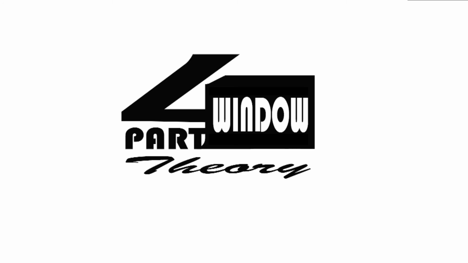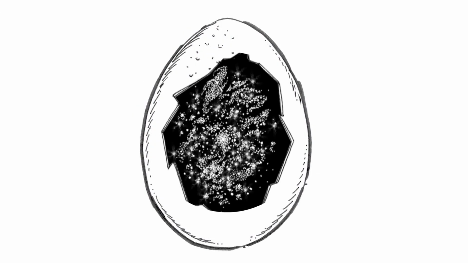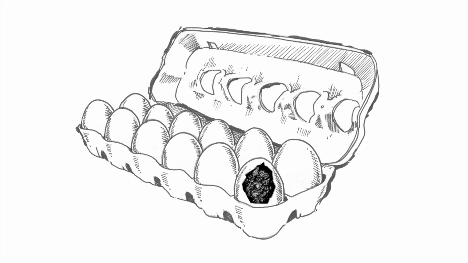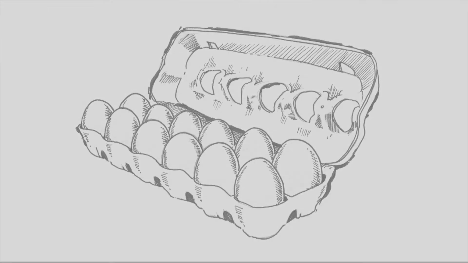One of the most astounding discoveries of modern science is that of four-part window theory. Now, let's take an egg. Imagine this egg is our universe. The egg shell is our conceptual boundaries of the universe. But like many eggs, ours is sitting in a carton with 11 others. 12 universes together, close, and yet still unconnected.